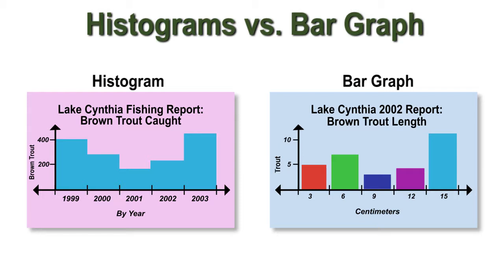Histograms are related to line plots. However, one of the differences between these two graphs is that line plots are more useful with small data sets, whereas histograms are more useful with large data sets.